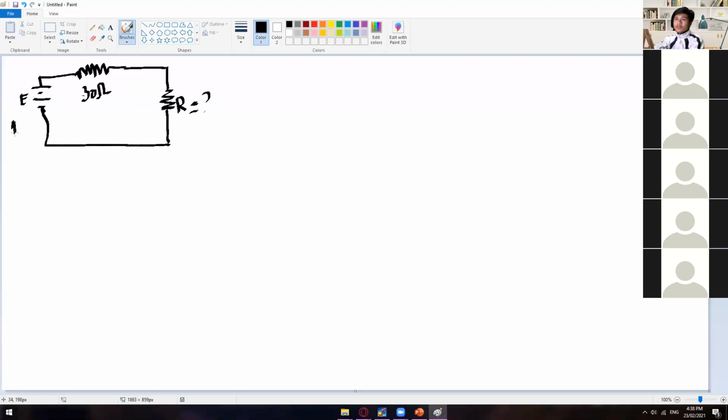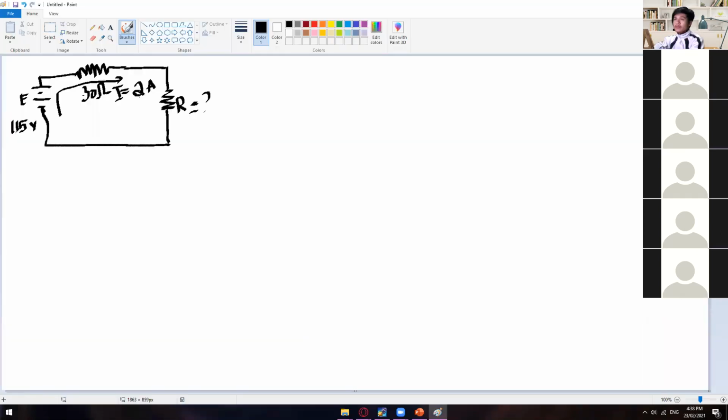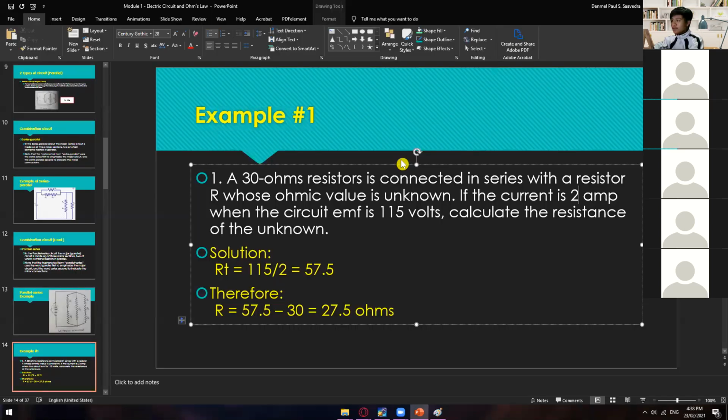And then we have a current that is flowing in our circuit. It is symbolized by I equal to 2 amps, or 2A. So we have the first resistance, let's say R1 is 30 ohms, and then R2 is missing. And if the current is 2 amps, we have the current flowing, which is 2 amps, on this circuit.